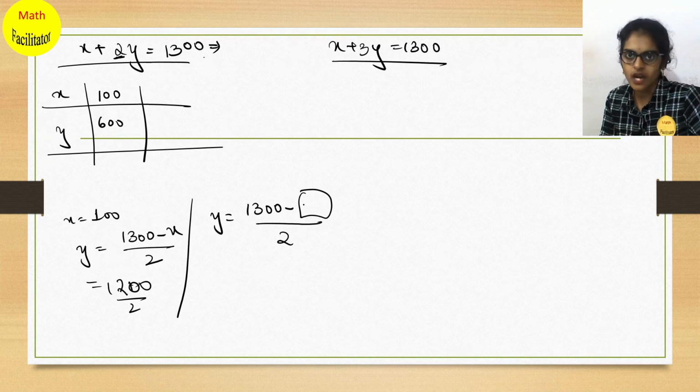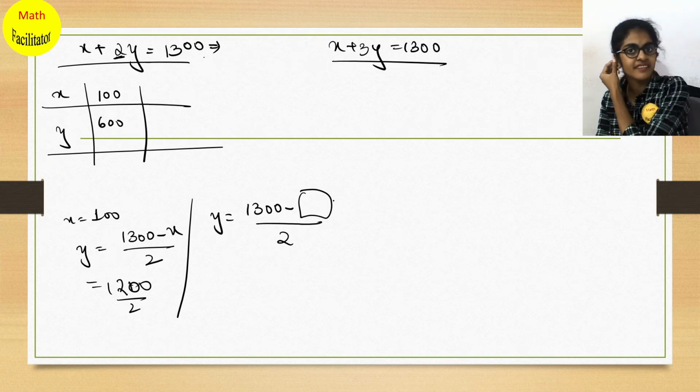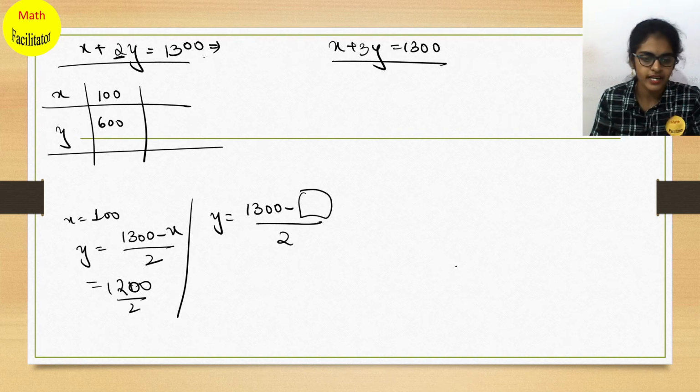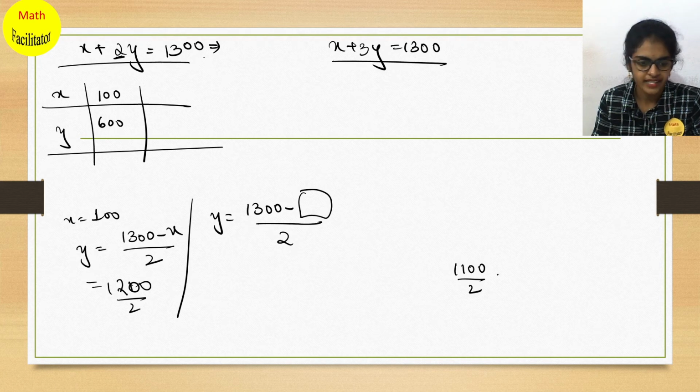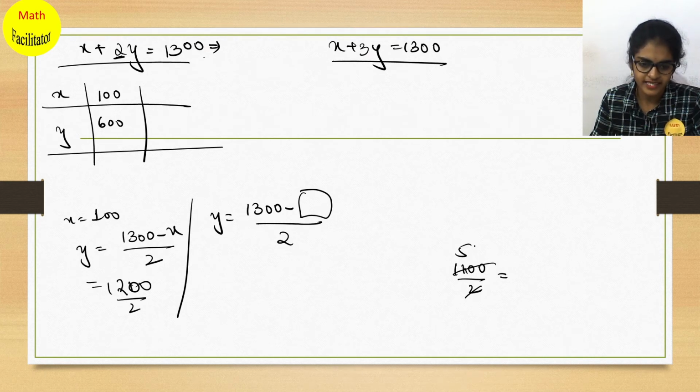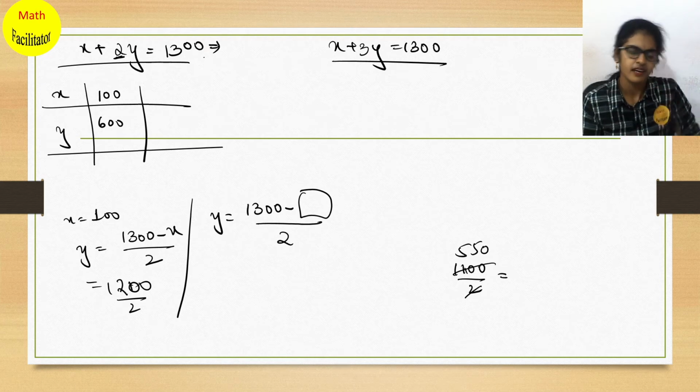If I take 200, it will be 1300 minus 200, which is 1100. 1100 divided by 2, if you're taking it as 200, how much will you get? 2 fives are 10, 5 fives are 25, and 0, so 550. Yes, it is divisible, but 550.